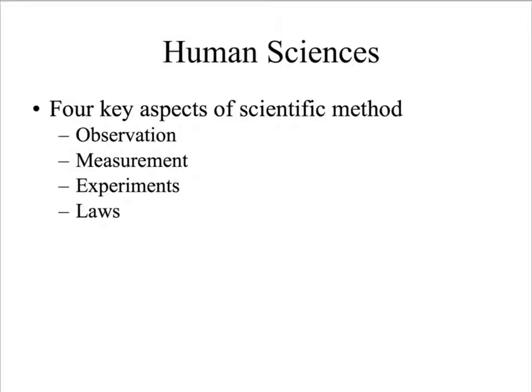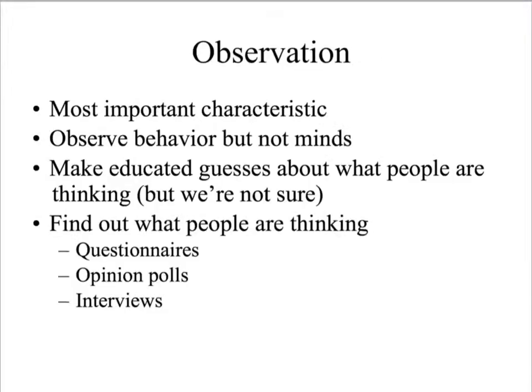So, four key aspects of the scientific method that we're going to be discussing in human sciences are observation, measurement, experiments, and laws. And just as you would imagine, there are problems with each of these.